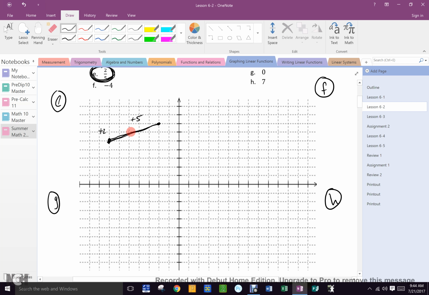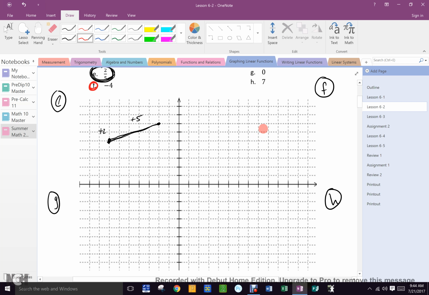Would it be right there? Only if you started there. Everybody with me? Everybody should have a fairly shallow line somewhere in this section. Are you good? Great. Do the next one.